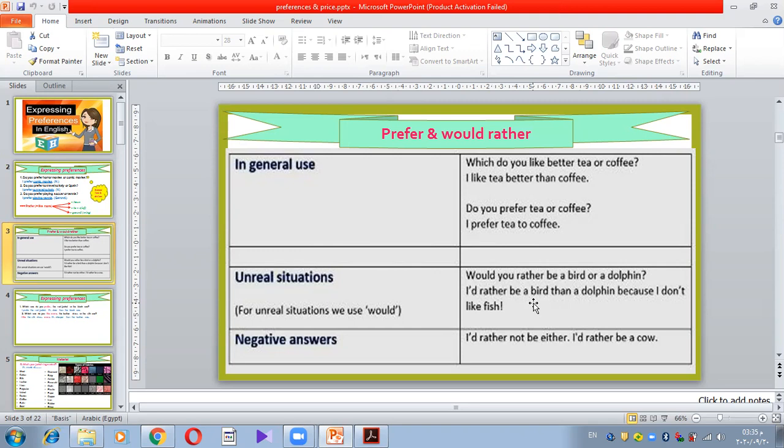Even if you would like to answer using the negative, you can say, I'd rather not be either. You don't want to be either. I'd rather be a cow. You want to be another animal, let's just say. So you can use it positive and negative. So again, if you are speaking about unreal situations, we use would rather. If you are speaking about real situations or general use, we use what? We use prefer.